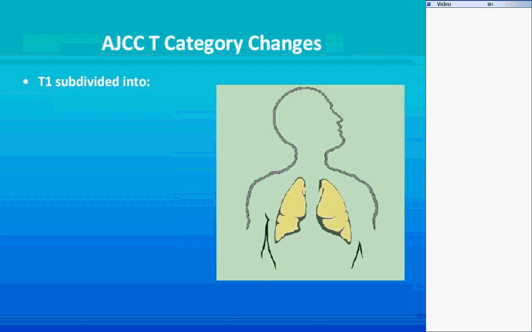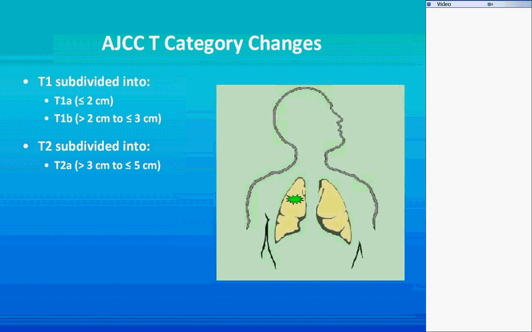So one of the last objectives for this topic is to familiarize you with the major changes in the 7th edition of the AJCC staging as compared to the 6th edition, and I'd like to go through those now. As we discussed earlier, the data have really shown that the smaller a lung cancer is, the better it behaves, and for that reason, T1 has been subdivided into two categories based on tumor size. Those that are 2 centimeters or less in size are now designated as T1A, while those greater than 2 centimeters but 3 centimeters or less are T1B.